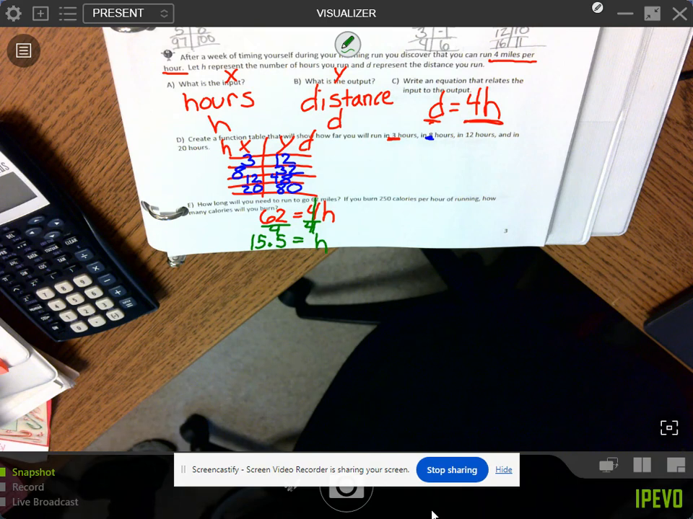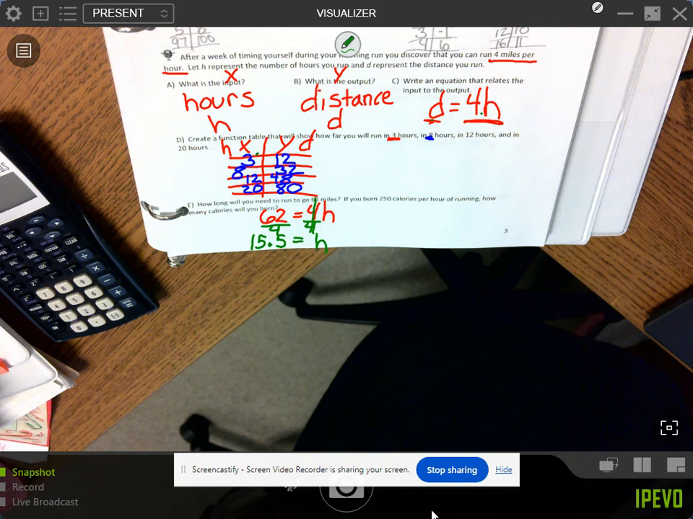So when you know an equation, you plug in what information you're being given. If they're giving us the hours, then we plug in the input. If they're giving us the distance, we have to put that in the right spot on our equation. Am I done with this question? No. Madden, what do I have to do?